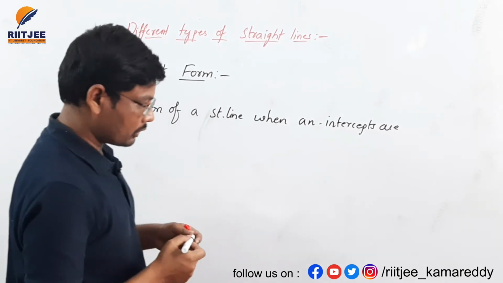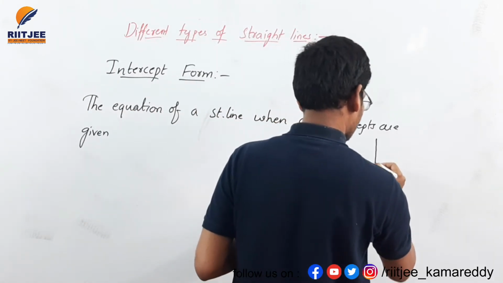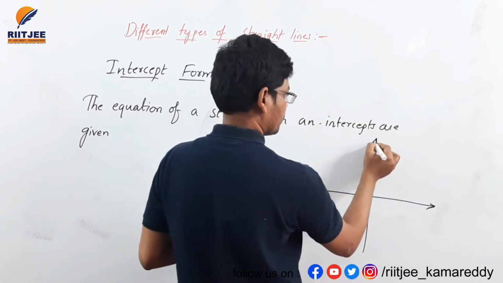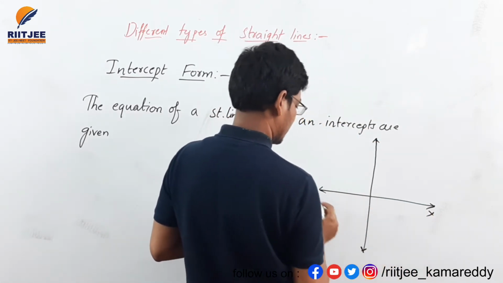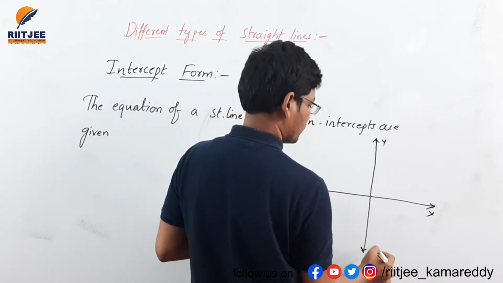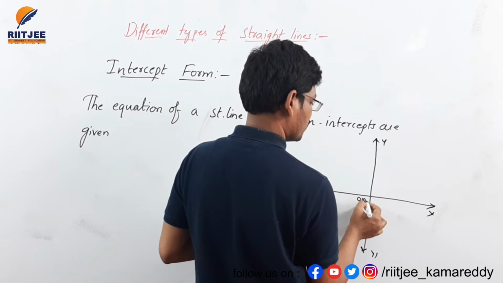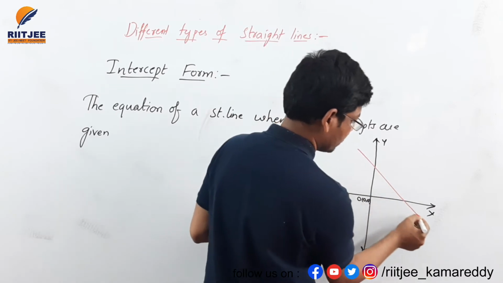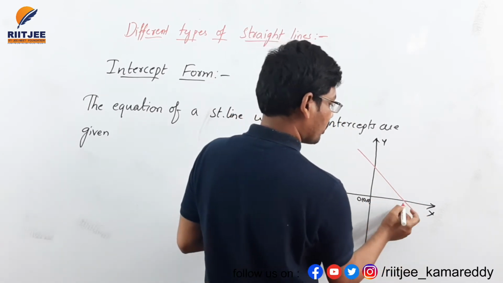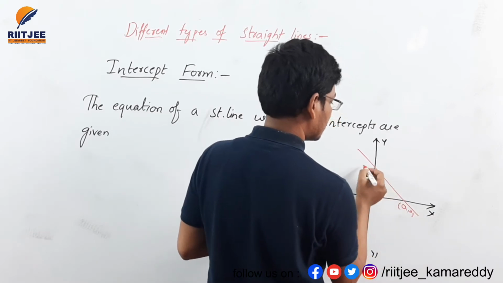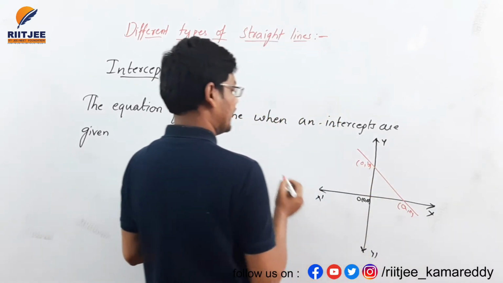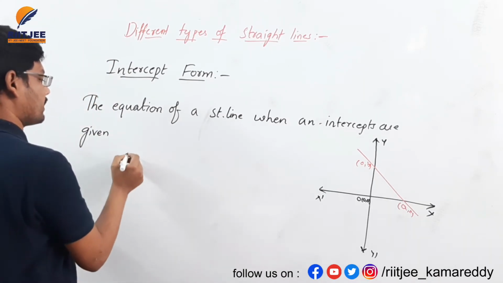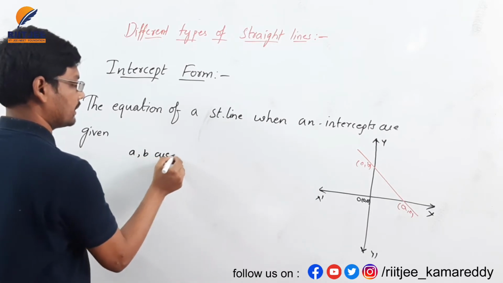For example, I am taking a coordinate axis here. This is the coordinate axis x, x dash, y, y dash, and this is the origin O, 0 comma 0. I am taking a straight line intersecting it. Here the x coordinate is a comma 0 and this is 0 comma b. Here a and b are the intercepts of the straight line.